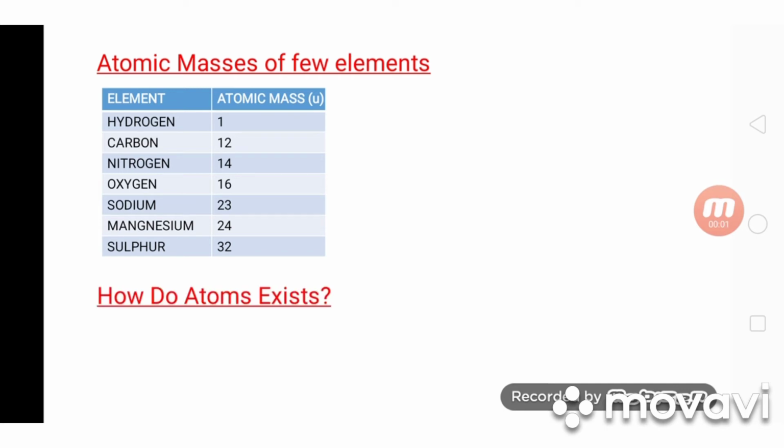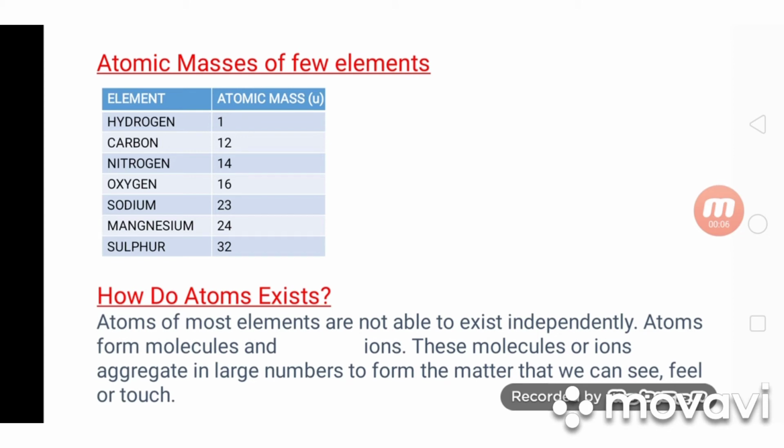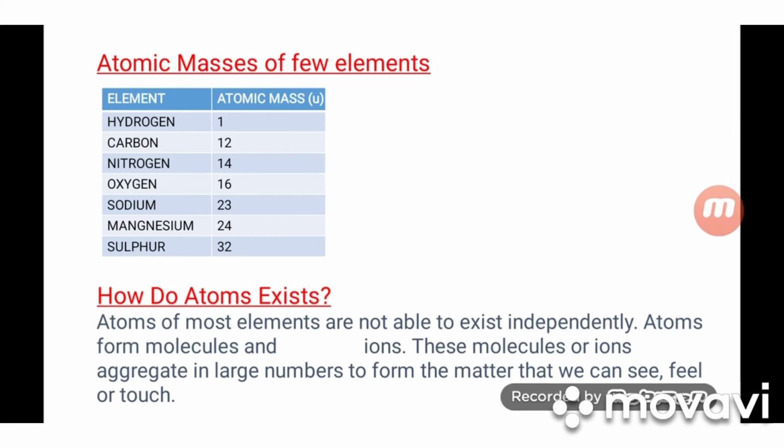Let us now discuss how atoms exist. Atoms of most elements are not able to exist independently. Atoms form molecules and ions. These molecules or ions aggregate in large number to form the matter that we can feel, see or touch. It should be noted that atoms of most elements are not able to exist independently. Atoms form molecules and ions which aggregate in large number, as a result of which they form matter.